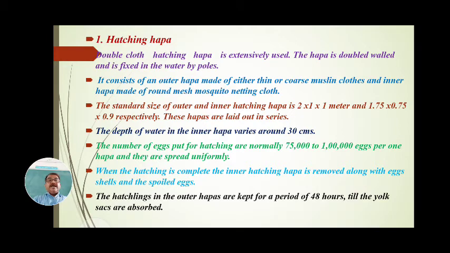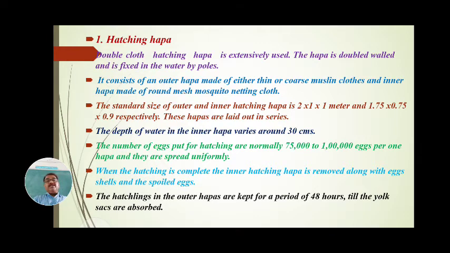The seed, hatchlings in the outer hapa, are kept for a period of 48 hours. Hatchlings in an outer hapa are kept up to how long? Up to 48 hours, till the yolk sac is absorbed.